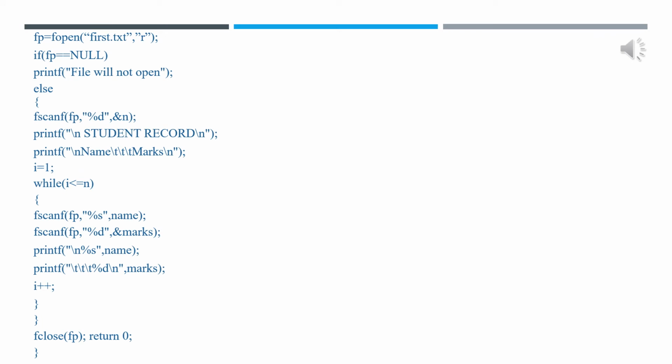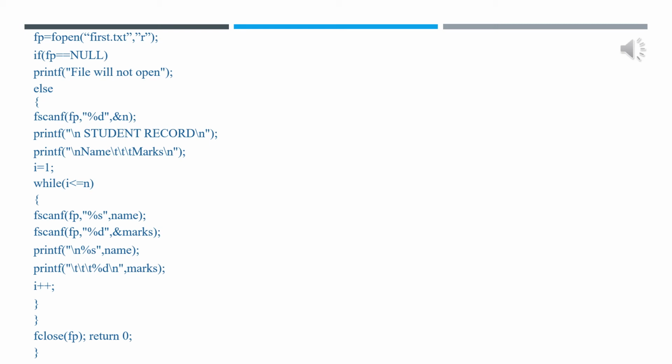Now we will open the same file but in read mode. So it says fp equal to fopen first.txt, which is the name of the file, comma r, because we are opening it in the read mode. If fp equal to null, means there is no such file, then print file will not open. Else fscanf n. So we scan the value of n, that means how many records we have entered. So we print student record. This will be displayed on the screen, and the name and the marks.